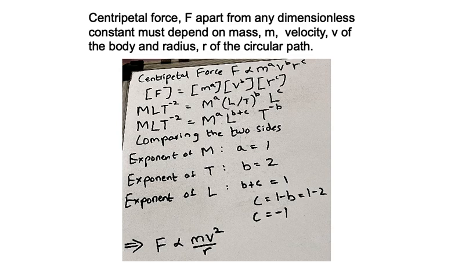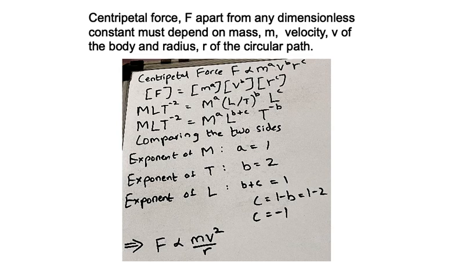Then let's compare the exponent for L. The exponent of L on the left hand side is 1, while that on the right hand side is b plus c. So we get b plus c equals 1. From the previous comparison of the exponent of t, we get that b is 2. So finally we get that c is minus 1. So we arrive at the result that the centripetal force F is proportional to m v square by r.